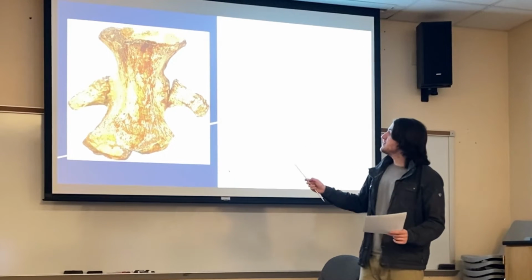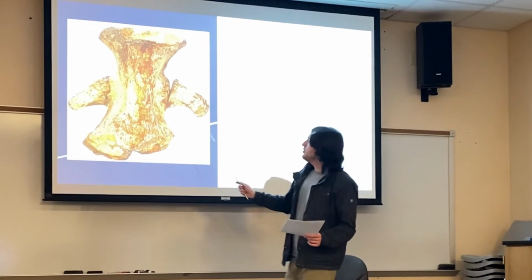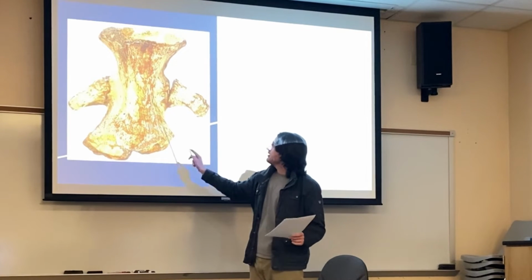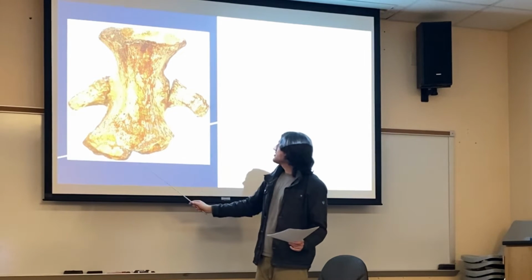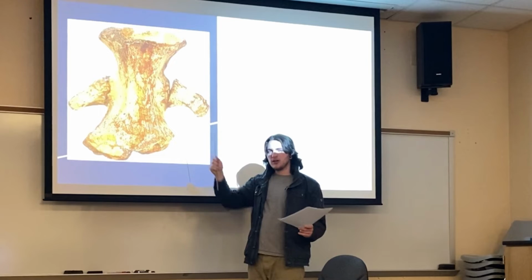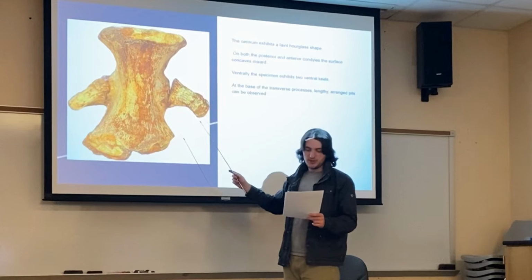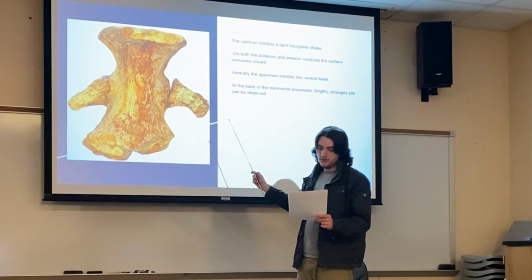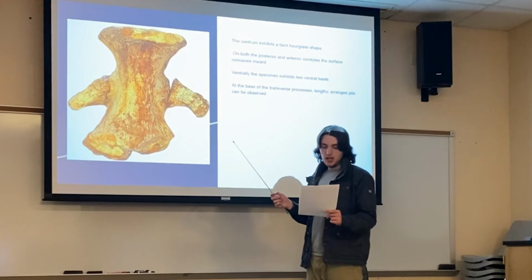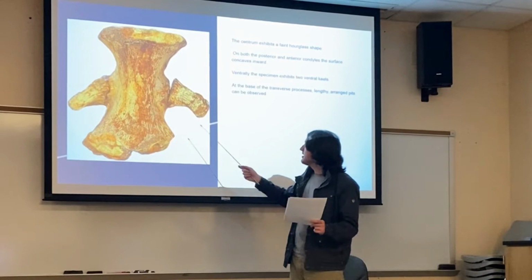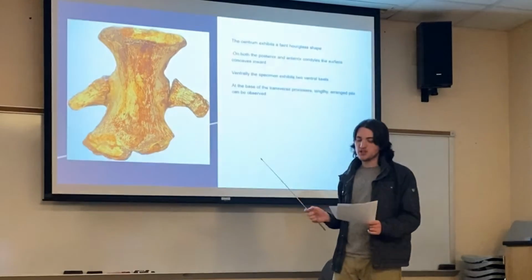On this slide here, you can see that the centrum exhibits a faint hourglass shape. There are 2 ventral keels visible here that enclose a shallow groove. Hopefully you can see that with this shading here. And posteriorly and anteriorly, the condyles concave inward. As well, the transverse processes here fuse with the caudal ribs and no suture is visible. At the base of these transverse processes, lengthy arranged pits can be observed. These are most likely muscle attachment points.